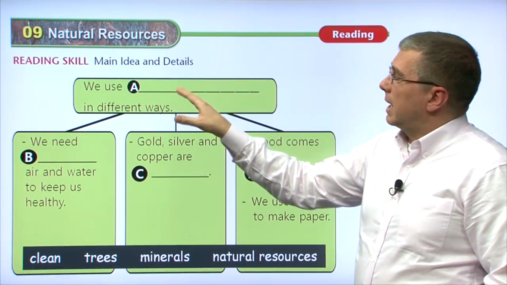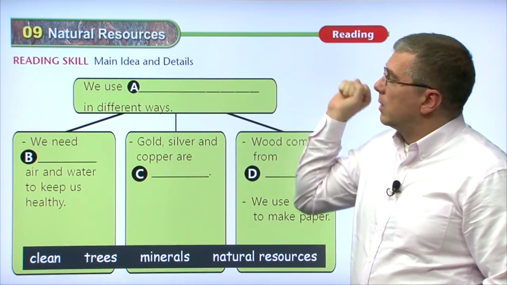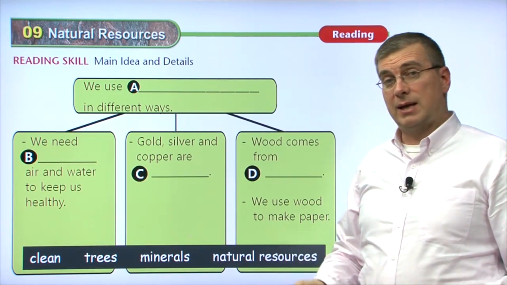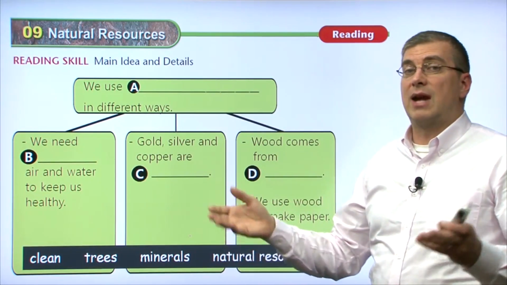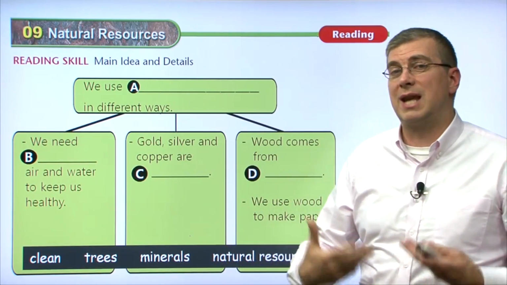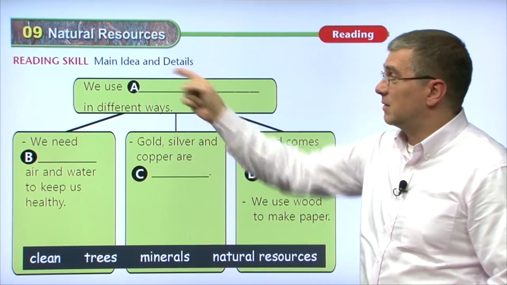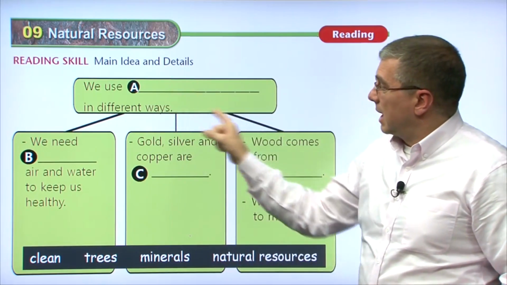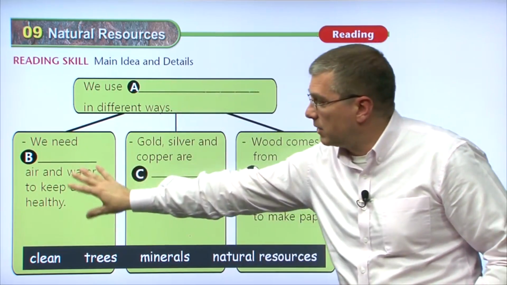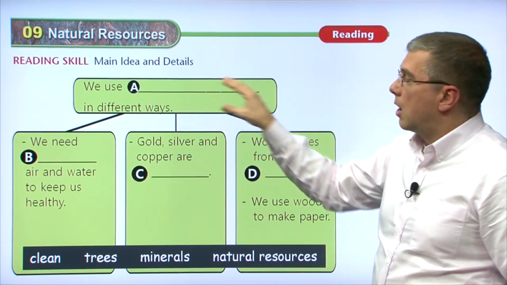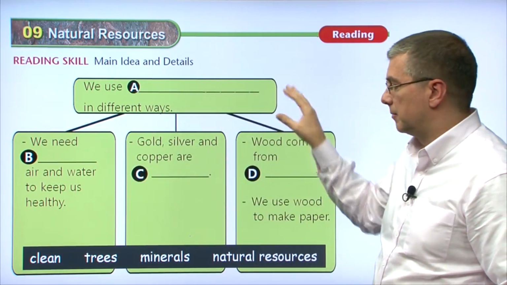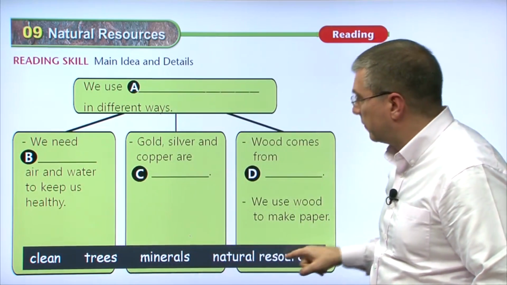Now, what we're looking at here on the reading skill is a nice chart. We have the main idea and details. So that's our reading skill. The main idea, of course, is that there are many types of natural resources. Natural resources are important for us. We use natural resources every day. That's the main idea. We use beep in different ways. And then we have the details that are connected to this main idea. These are the words that we need to use to fill in these blanks.